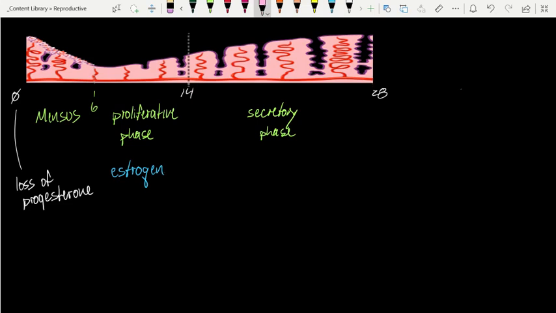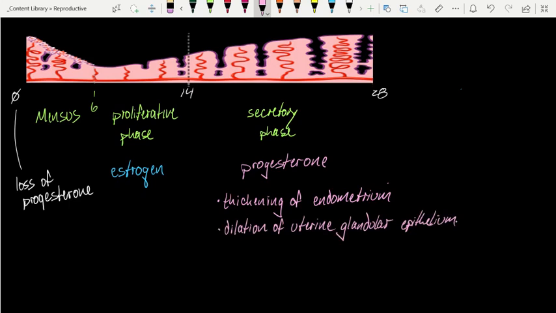Then, following the LH surge, we have ovulation, the corpus luteum converts over to making progesterone, and with that we enter the secretory phase. And as we prepare for possible implantation, there are really 3 things that I want you to understand about the secretory phase and what progesterone is doing. We see a thickening of the endometrium, we see dilation of the glandular epithelium, hence secretory phase, and lastly, enlargement of the blood vasculature, all of which are again required to help prepare the uterus for possible implantation.